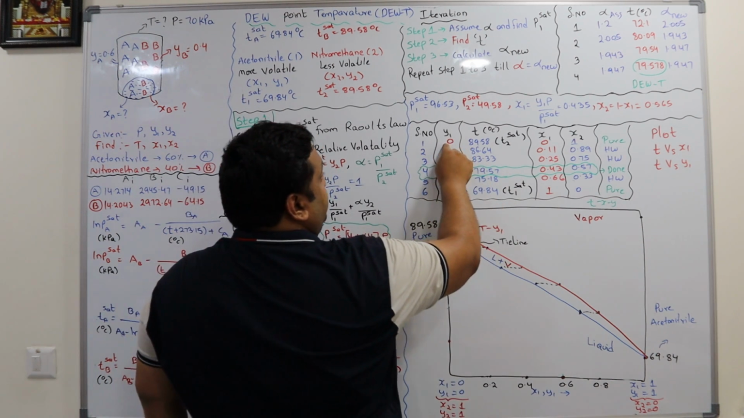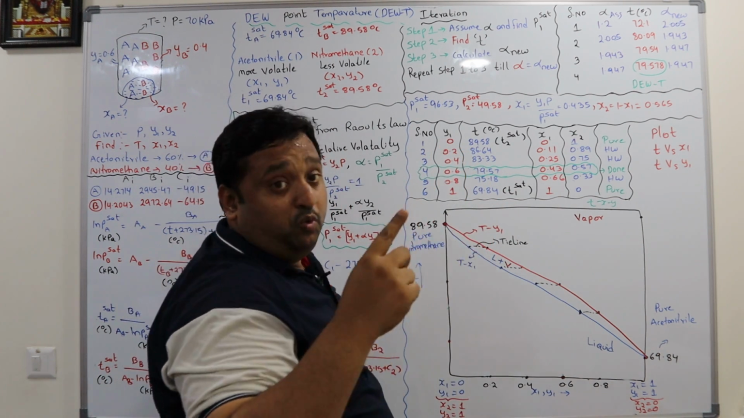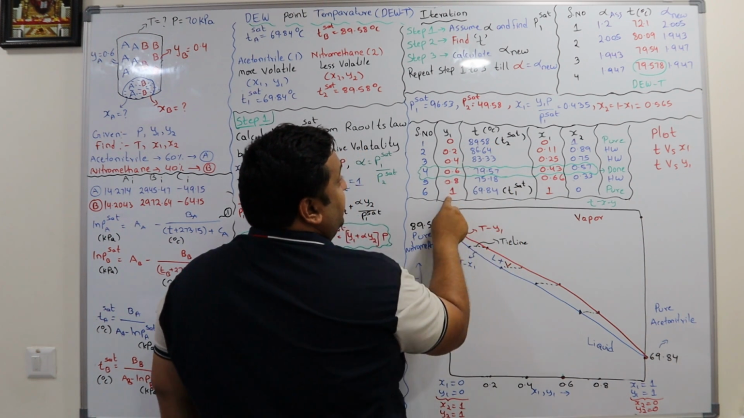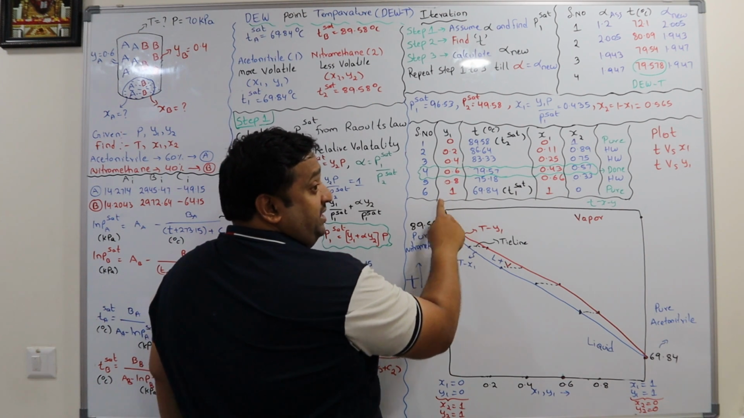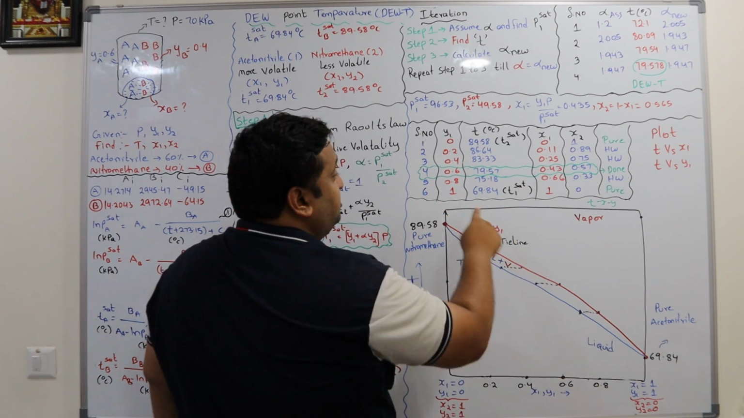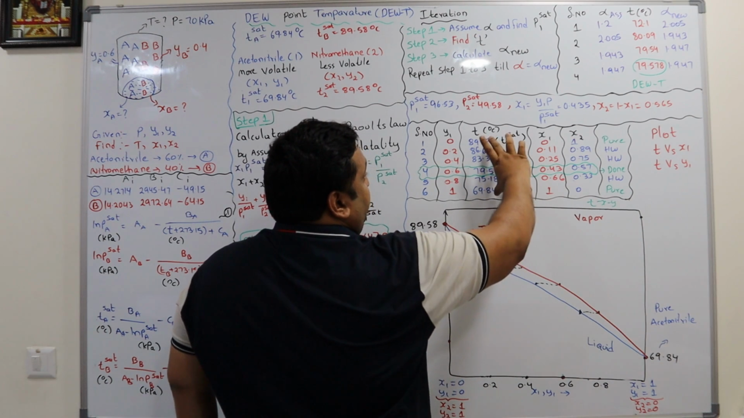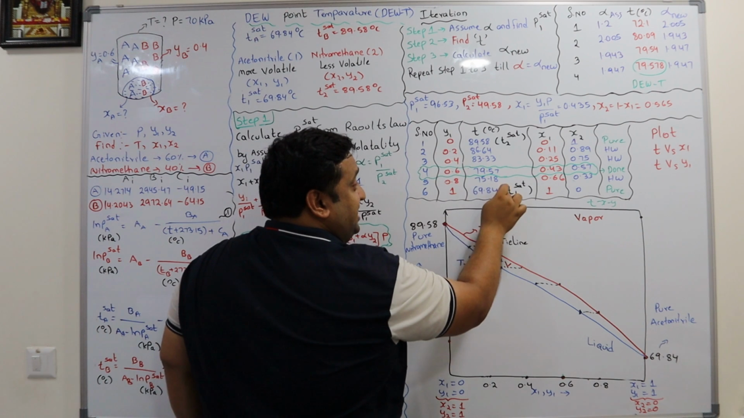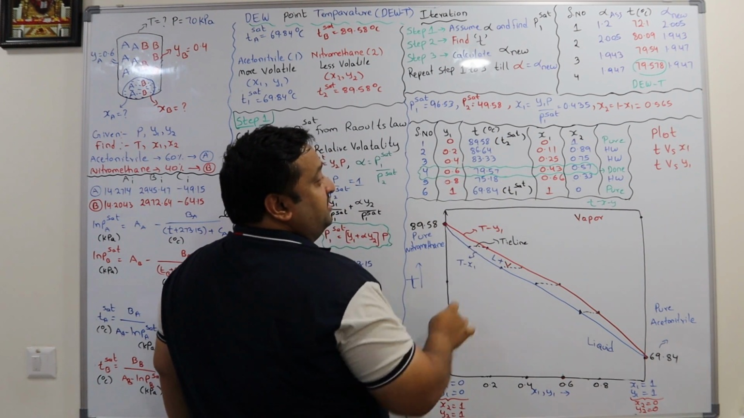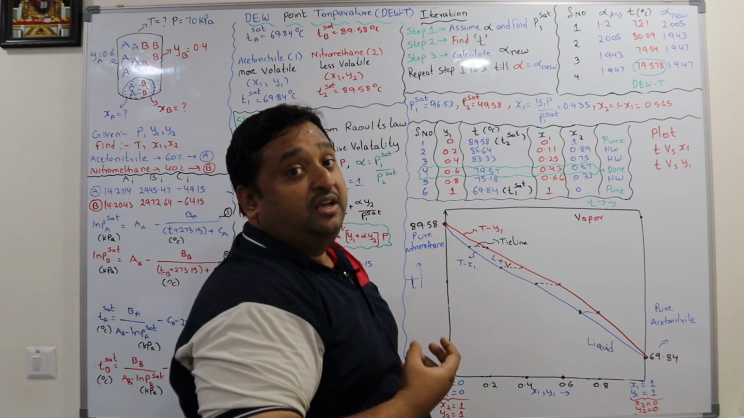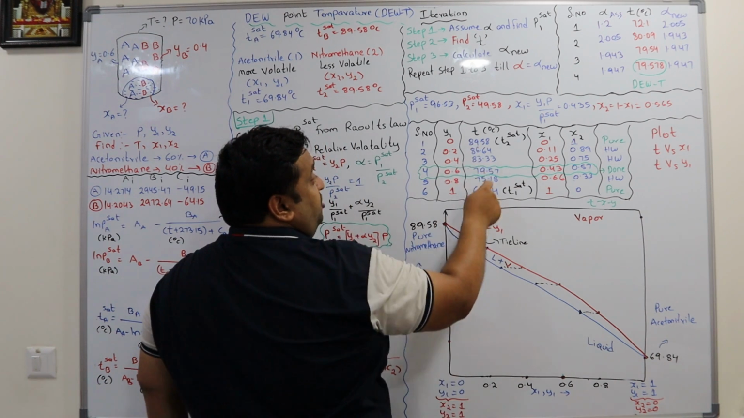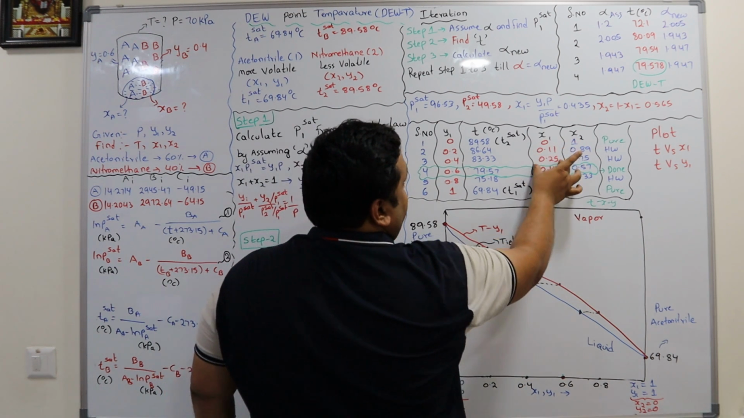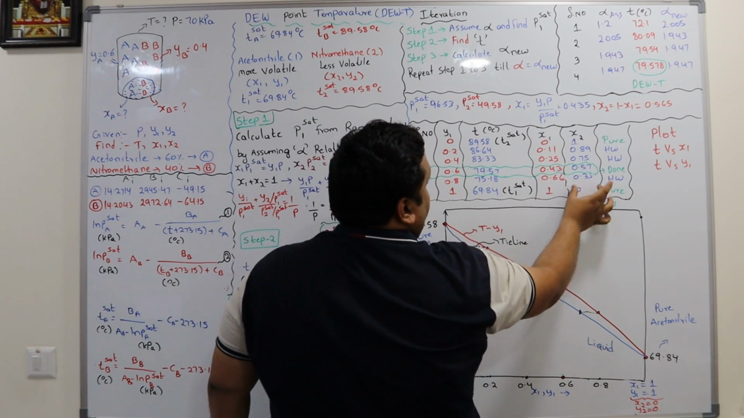For y1 equal to 0 means y2 equal to 1. That means this is called the pure boiling point of nitromethane. Here y1 equal to 1, that means pure acetonitrile. Acetonitrile boiling point is 69. If you mix these two, the boiling point range will be in between 69 and 89. You can see here the boiling points, that means the dew points, are between 69 and 89. So these are the different x1s and different x2s.